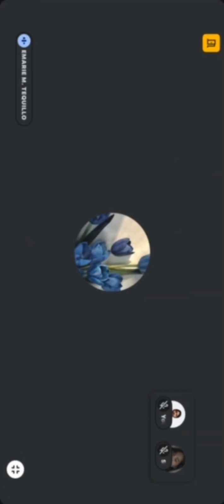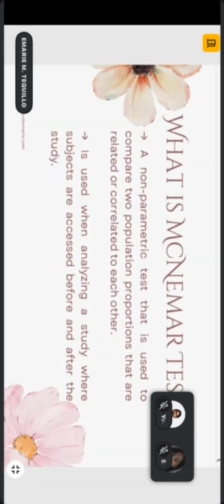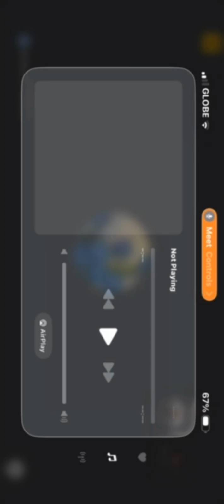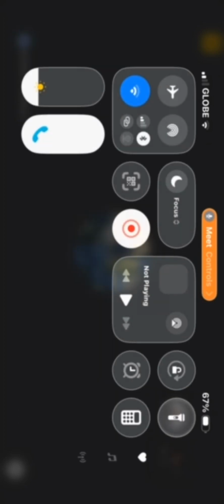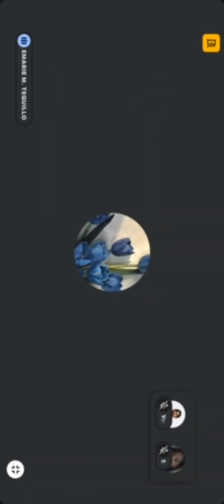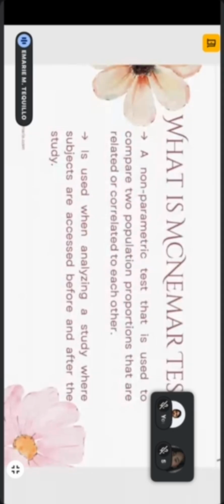It was defined in the slide that McNemar test is a non-parametric test. So when we say non-parametric, it means that it does not require complicated assumptions like the normal distribution. So in McNemar test, it compares two related proportions. So when we say related, this means that the same participants are measured twice or the participants are paired.